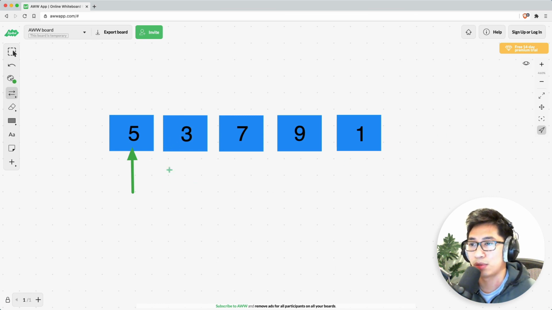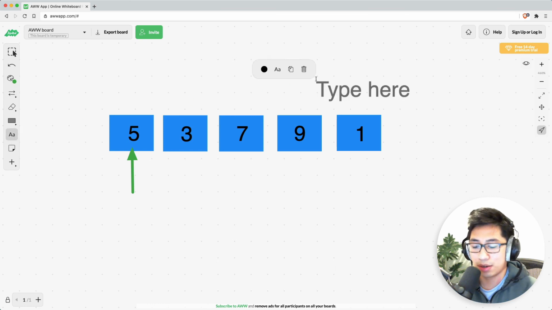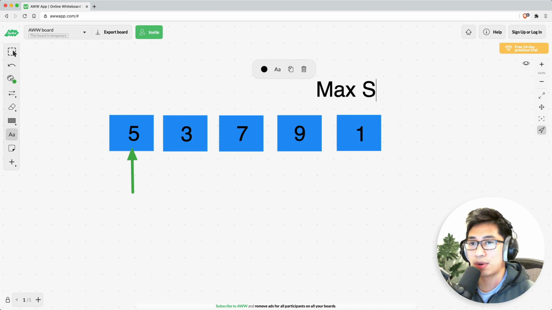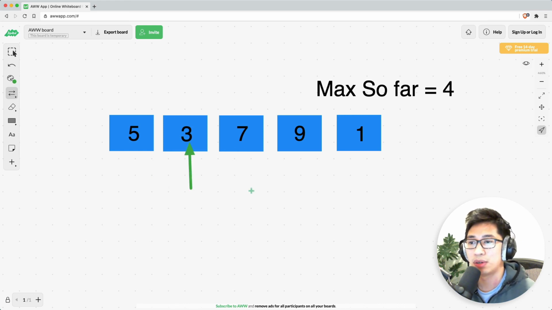So you'd probably loop through this and do something like 3 minus 5, 7 minus 5, 9 minus 5, 1 minus 5, until throughout that loop, you'll find out that the max that I can get in this instance is 9 minus 5. So in that iteration, our max so far is 4, right? From there, we can then move to the next number, and then we can try all of the different combinations that you can do with 3.